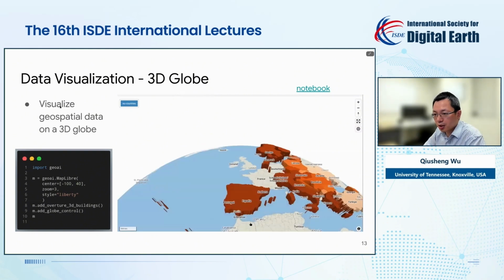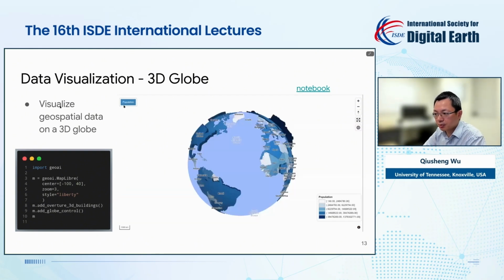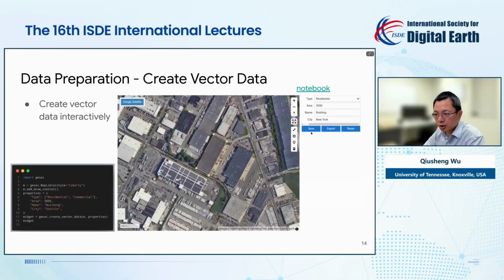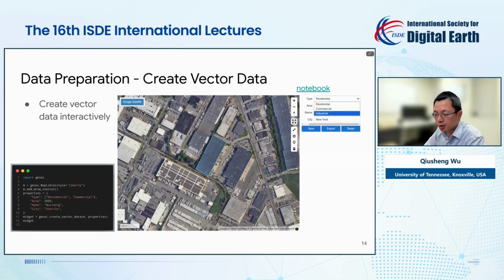You can also create vector data. For doing deep learning, sometimes you will need to have training data. You can use desktop GIS to create training data, but you can also use the package to directly create training data. So you can do it just within the web interface. Everything that I'm showing here can be run using a browser in Google Colab or any other cloud computing environment. You don't really need to set things up on your computer if you don't want to.